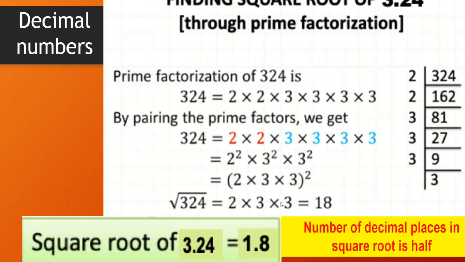Now, it's very easy. We're just going to put a decimal point. The number of decimal places in the square root is half. So here, the square root of 3.24 is going to be 1.8. It's not going to be 18, as the number is not a whole number, it's a decimal number. It's going to be 1.8.